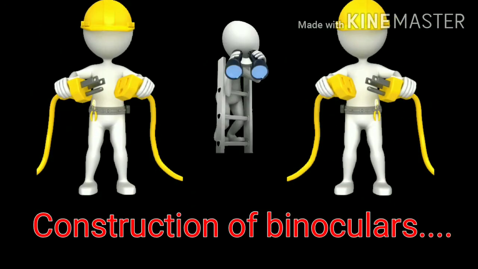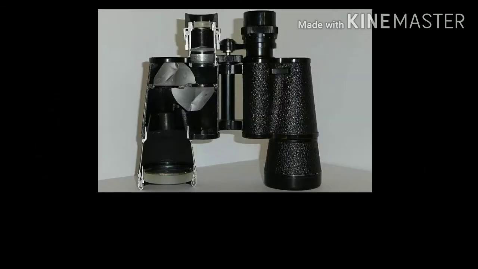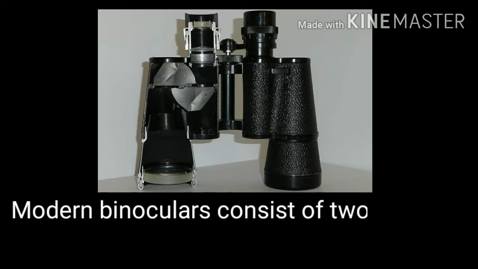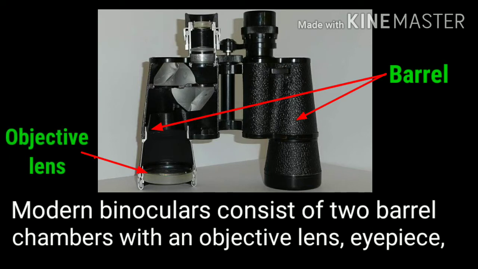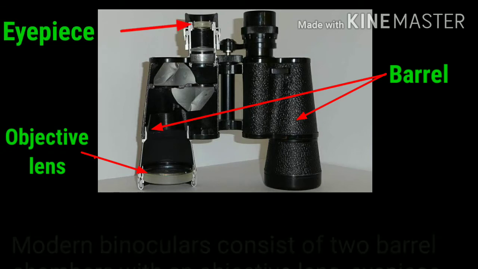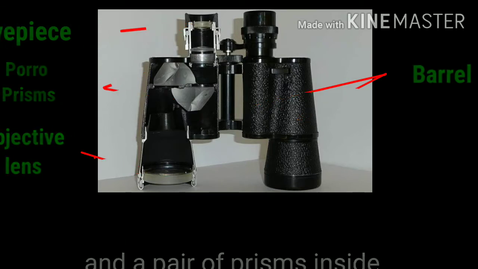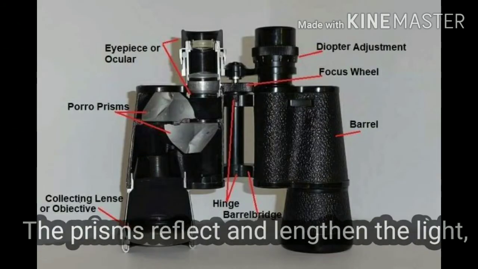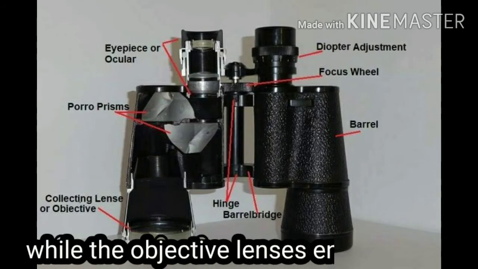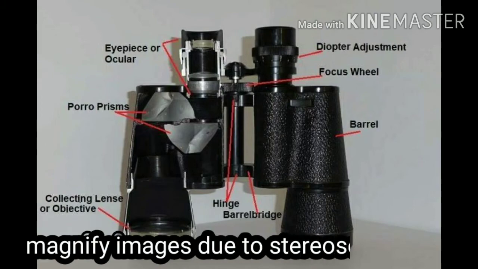Construction of binoculars. Modern binoculars consist of two barrel chambers with an objective lens, eyepiece, and a pair of prisms inside. The prisms reflect and lengthen the light, while the objective lenses enhance and magnify images due to stereoscopic vision.